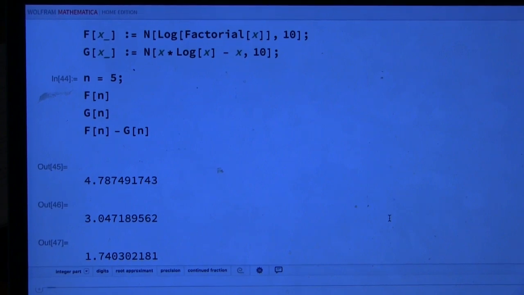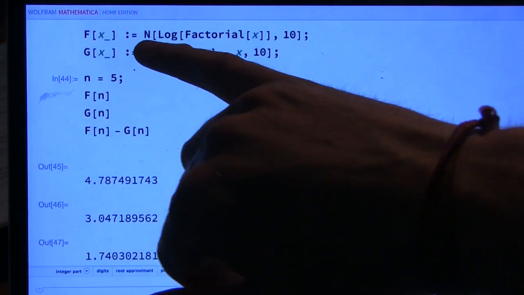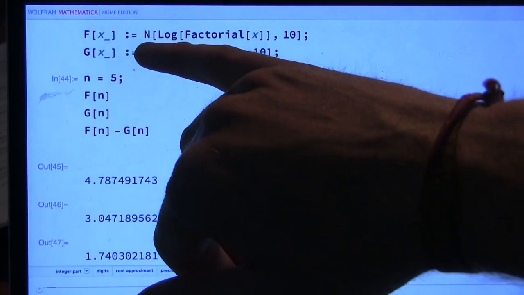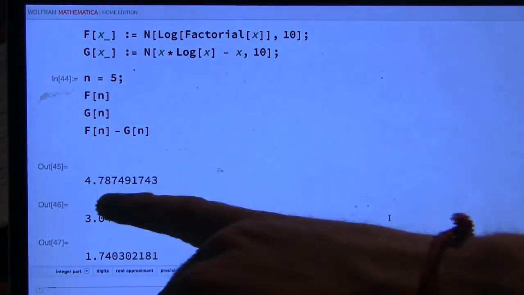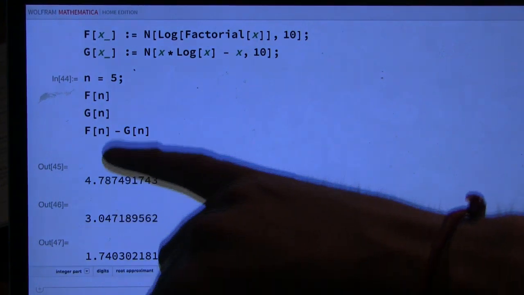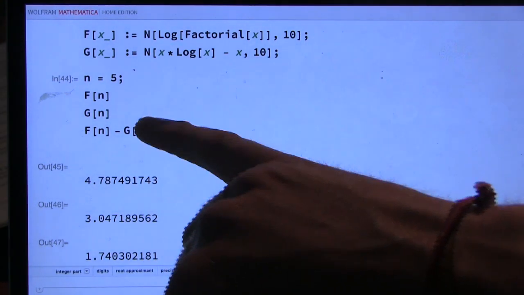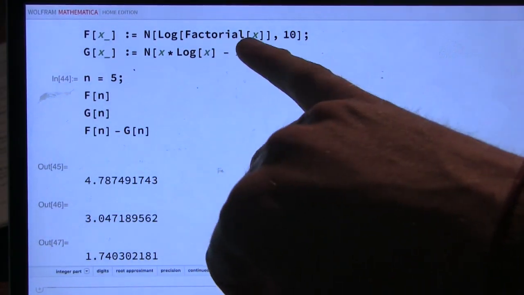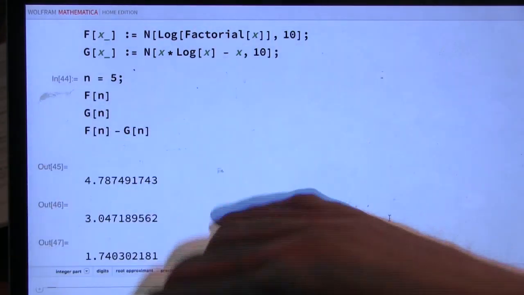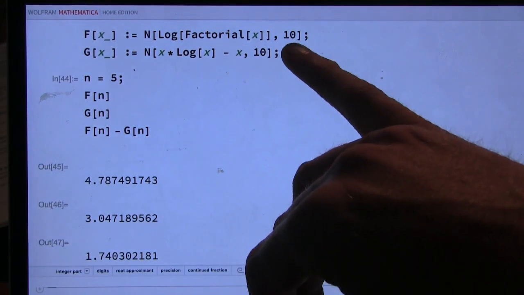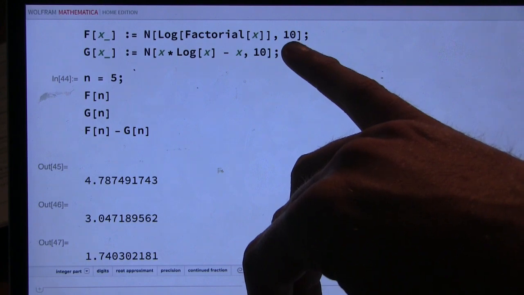Okay, so here we have a simple Mathematica page. The N in front here is Mathematica's code for telling me the number. Otherwise, it'll just tell me what log of, what did I put, 5? It'll tell me what log of 120 is. It'll just say log of 120. I say give me it to 10 decimals, or 10 significant figures.